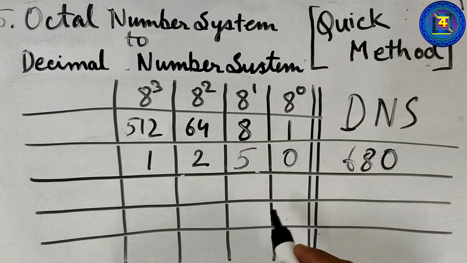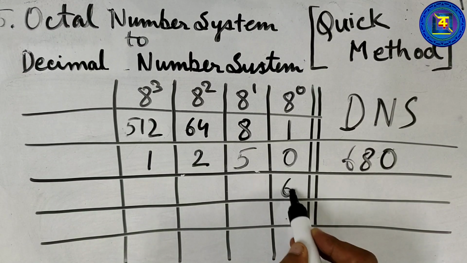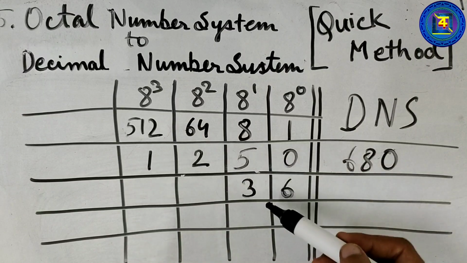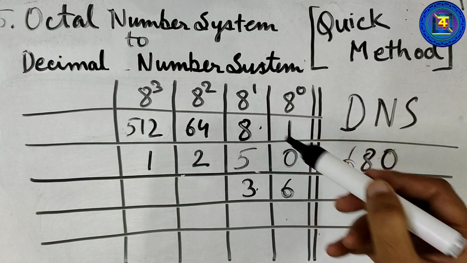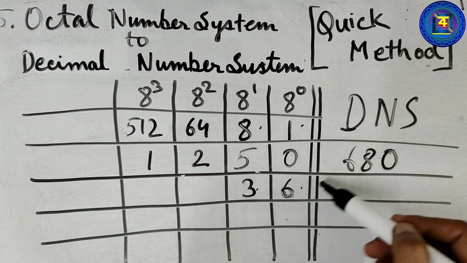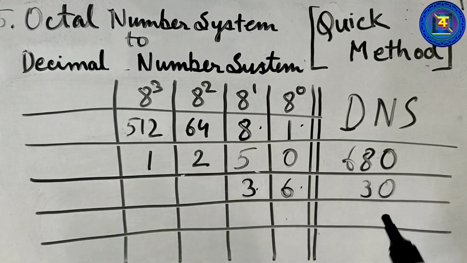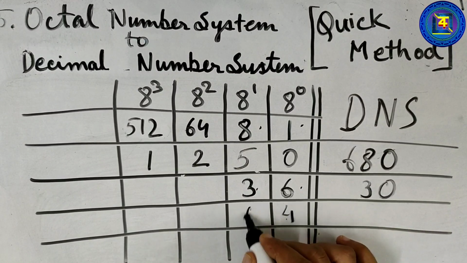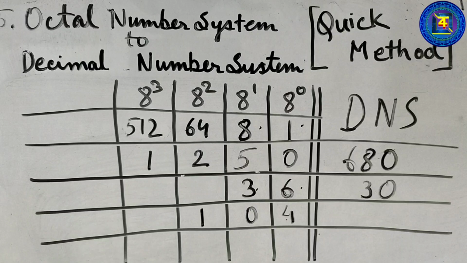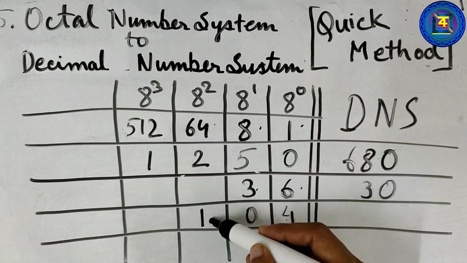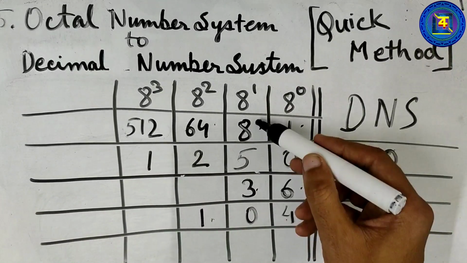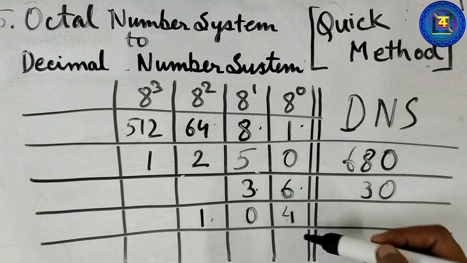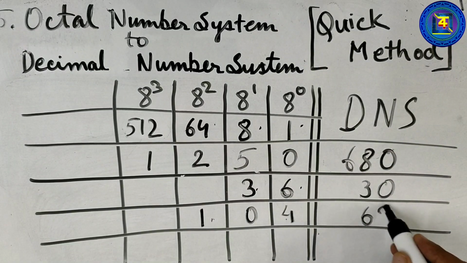Next we have 36. So we are going to write it from the right hand side, 3 6. So what we have to do, 3 into 8 is 24 plus 6 into 1 is 6. So 24 plus 6 is equals to 30. Next question was 104. So we are going to note it down from the right hand side. So it is 104. When converted into the decimal number system, it will be 64 into 1 is 64 plus, obviously we are not going to do this, 64 plus 4 ones are 4, so it will add up to 68.